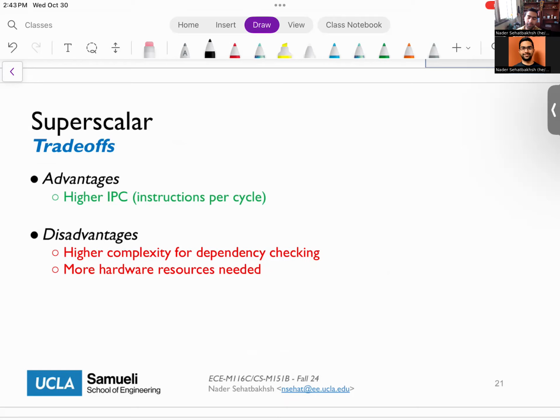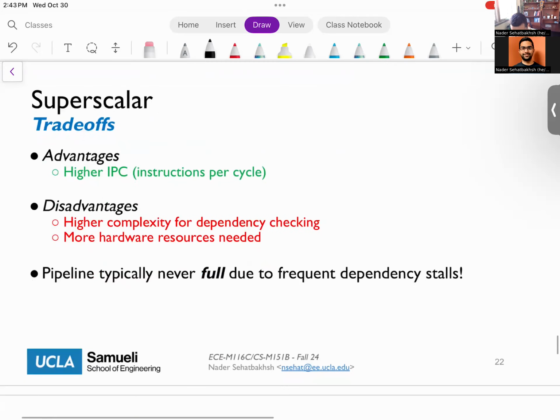The good thing that happens with superscalar is that we can increase our IPC, and IPC could potentially increase by a factor of 4, 8, 16, depending on how many times we want to replicate this. The downside, though, is that this will increase the complexity. We need to do lots of dependency checking. And then lots more hardware resources are obviously needed, because now we need to double almost everything, which would be very expensive.